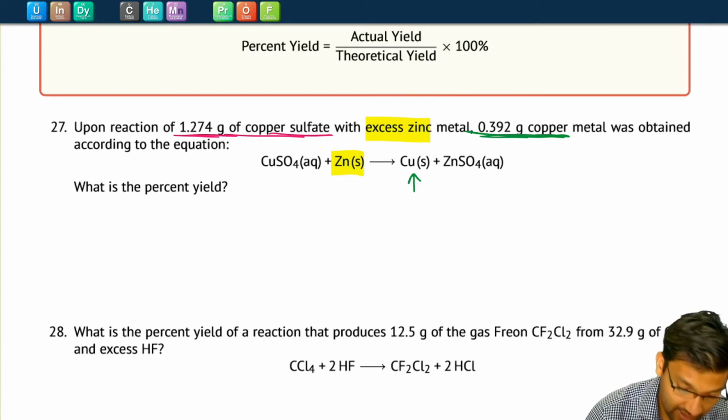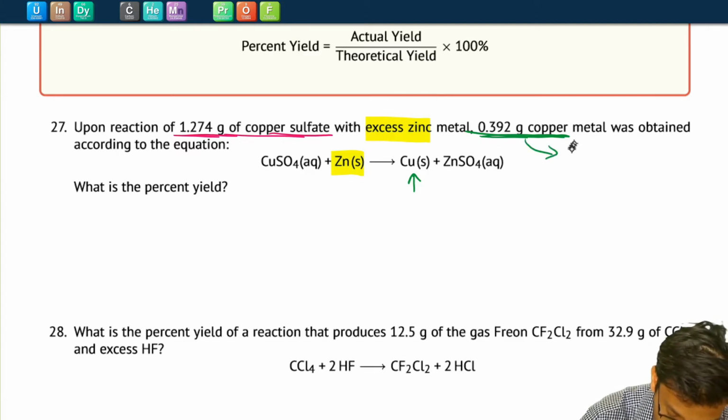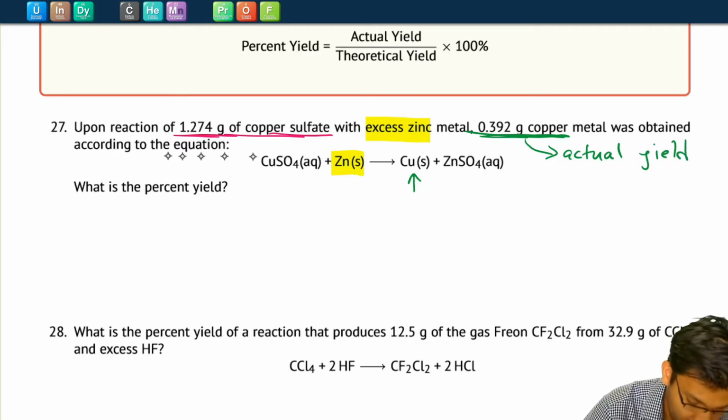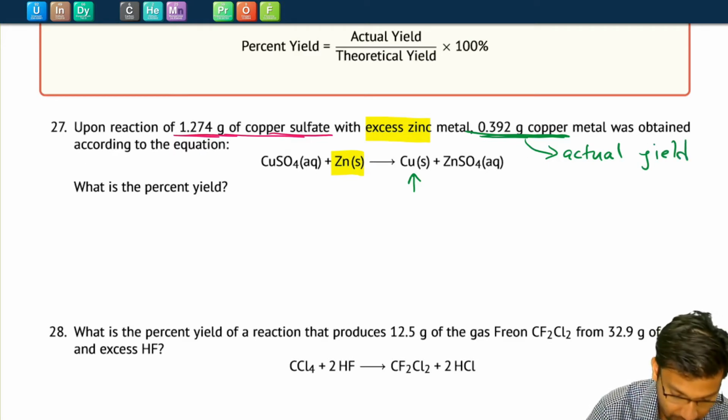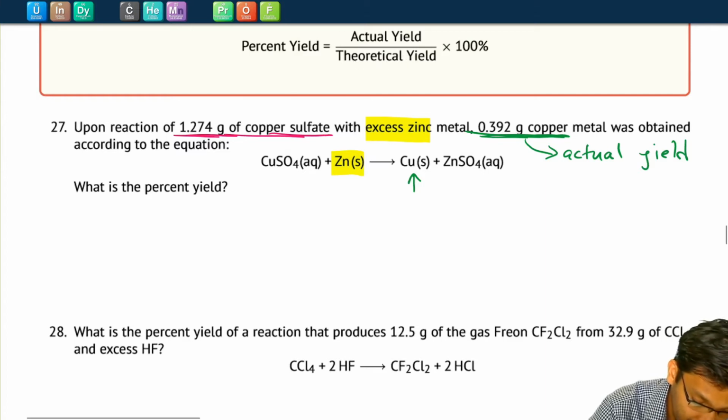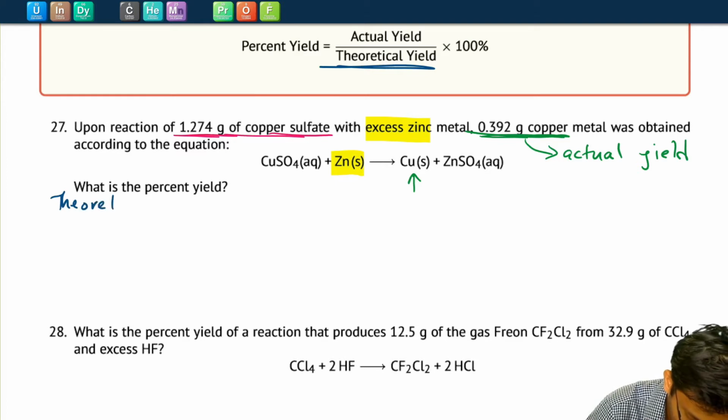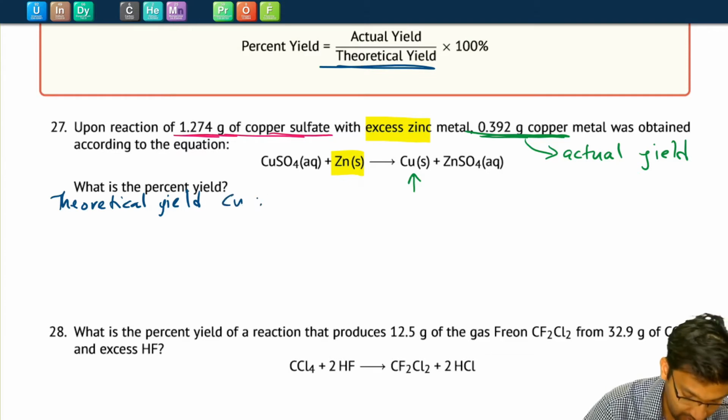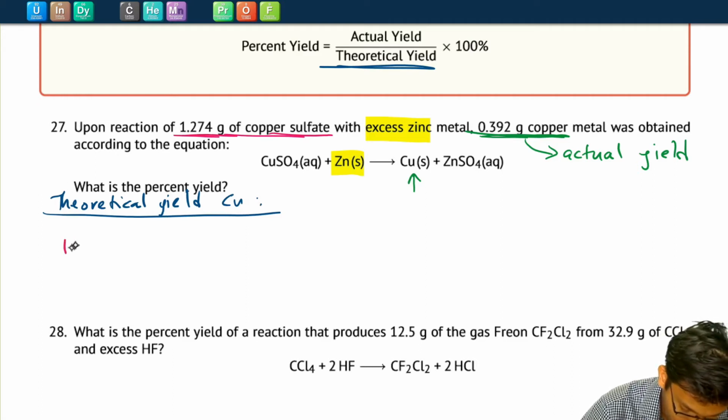But we still need to calculate our theoretical yield, because this here is our actual yield. This is what we actually obtain from our experiment. So we need to figure out what the theoretical yield is first. So let's do that. So theoretical yield, and it's our theoretical yield of copper, because copper is the product that we're interested in. So let's do that. So we're going to start with 1.274 grams of copper sulfate.